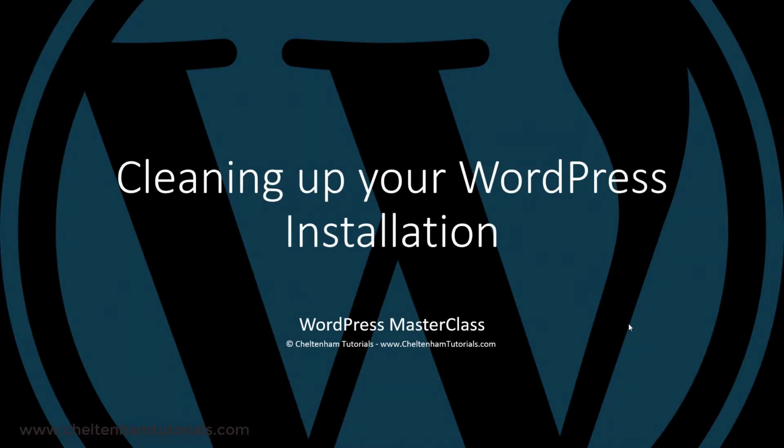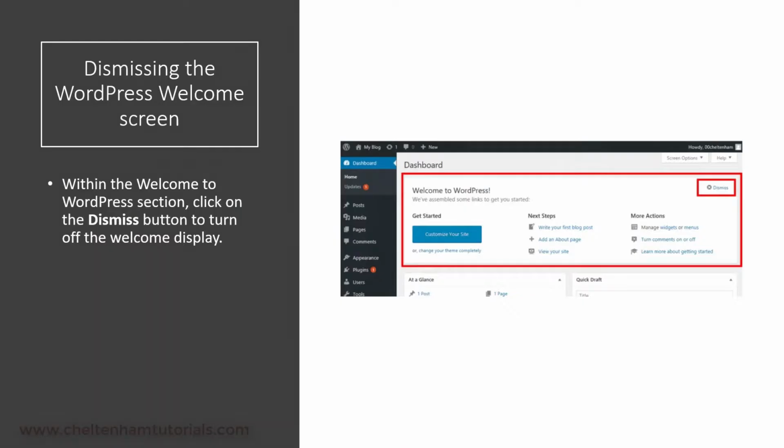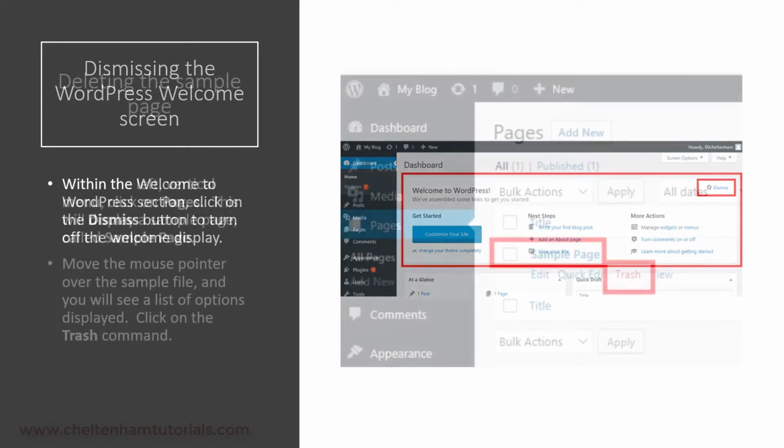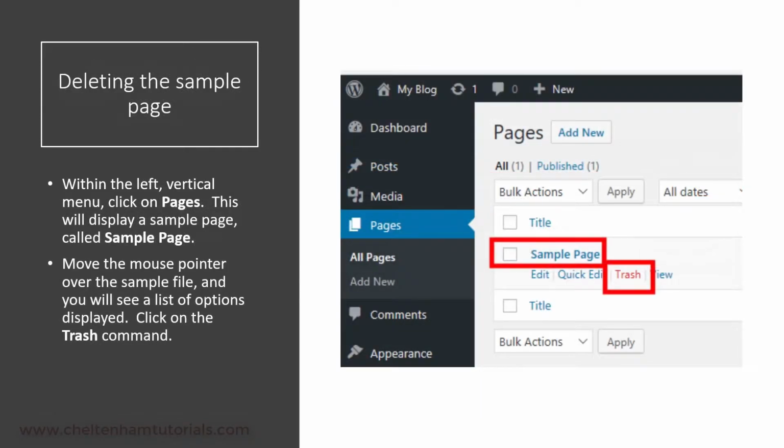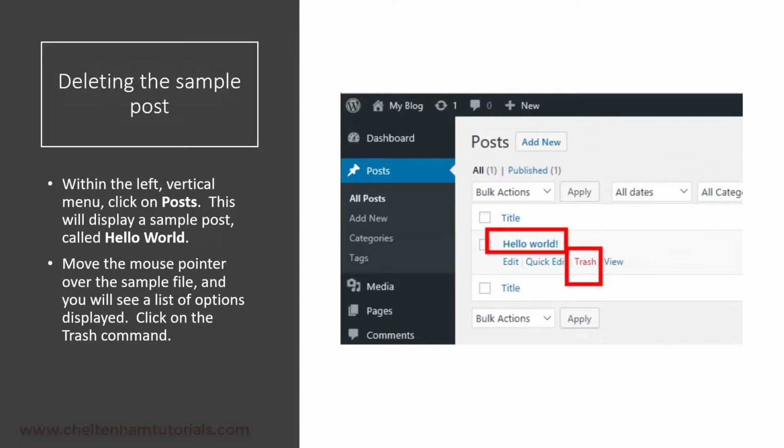Right, we've now installed WordPress, so the first thing we're going to do is just clean up the installation, get rid of some sample files and some bits and pieces that we don't really need. So as we'll see in a minute, when you first log into WordPress, you have this kind of welcome screen, which is meant to be helpful, but we don't really need, so we'll just get rid of that. When you first install WordPress, it also creates a sample page and also a sample post, and we'll get rid of those, as we'll see in a minute.